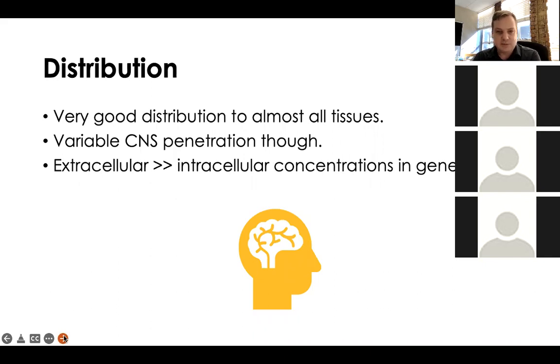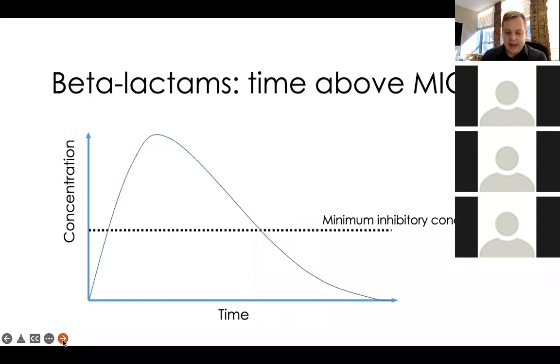So sometimes for organisms such as, say, Legionella, where you really do want an intracellular concentration of the antibiotic to be high, there are better options. But most bacteria are extracellular, and for pretty much all of them, the beta-lactams are a good option. And then how they kill, of course, is this. These are the classic time above MIC antibiotics.